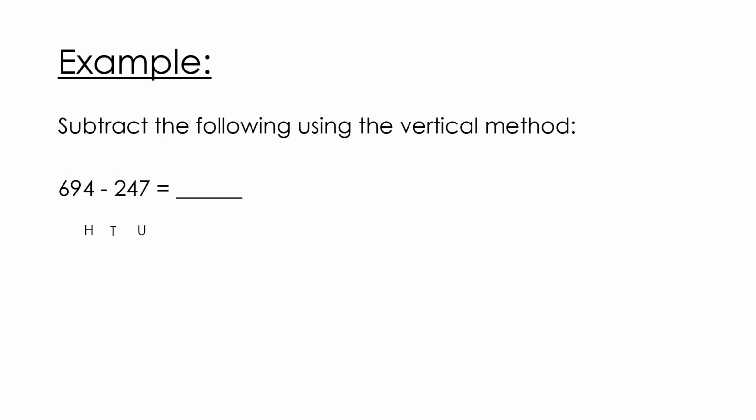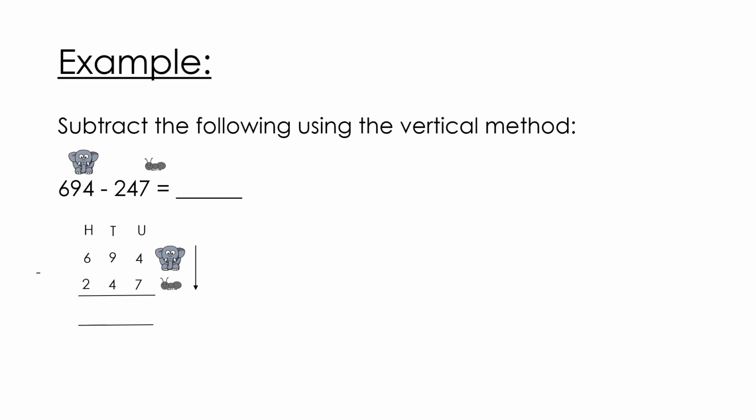694 minus 247. Step number 1, line up the place value columns. Draw the arrow downwards to remind you to subtract in that direction. Line up the bigger number first in the correct place value columns, and write the smaller number underneath in the correct place value columns. Now you can start subtracting from the units column in a downwards manner.